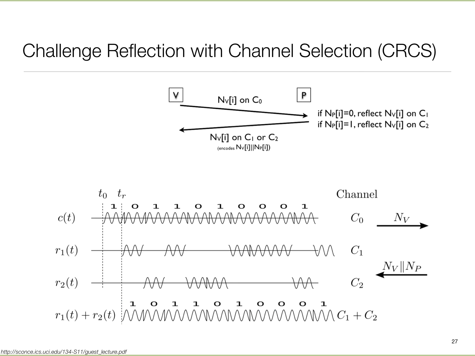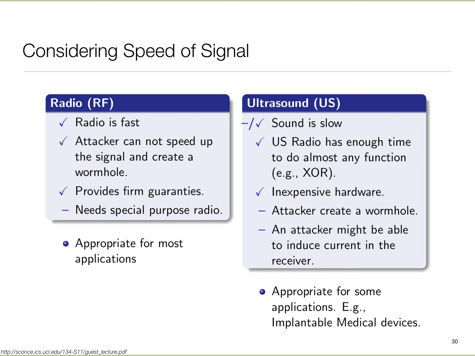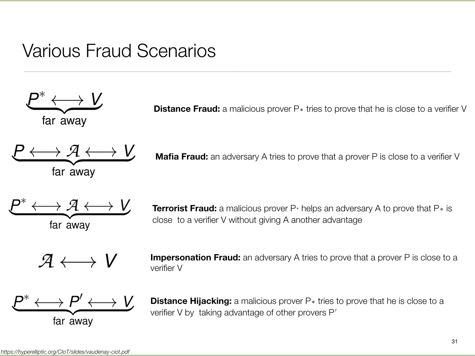Okay, let's see. Let's skip some of these things. So under this umbrella, there are many different schemes and many different attack scenarios that exist in different papers: distance fraud, mafia fraud, and something called terrorist fraud. In one, a malicious prover helps an impersonator prove that they are close to the verifier. So this is one impersonation fraud, and then distance fraud.